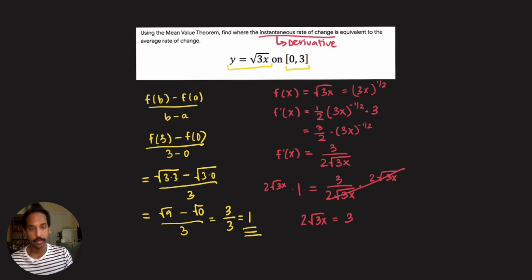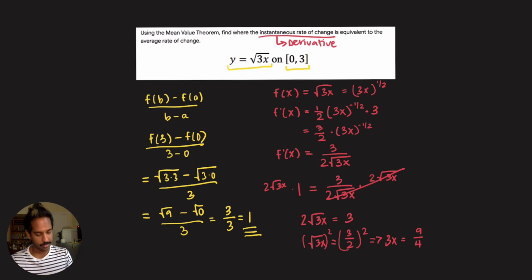I'm going to divide both sides by 2. So I get root 3x equals 3 over 2. To get rid of that radical, I'm going to square both sides. So I get 3x equals 9 over 4, because when we square a fraction, we square the numerator and denominator.